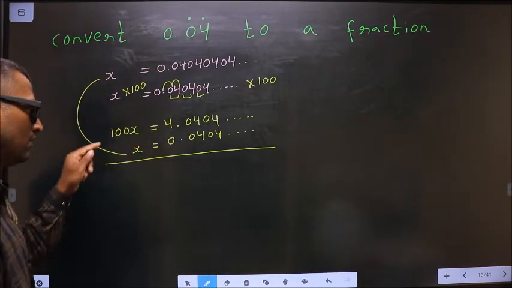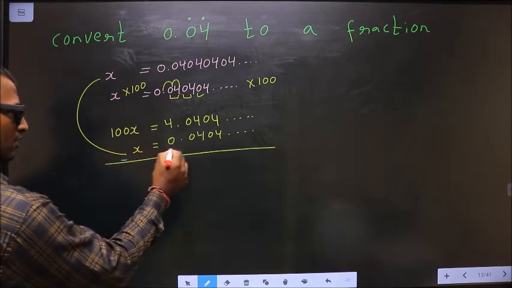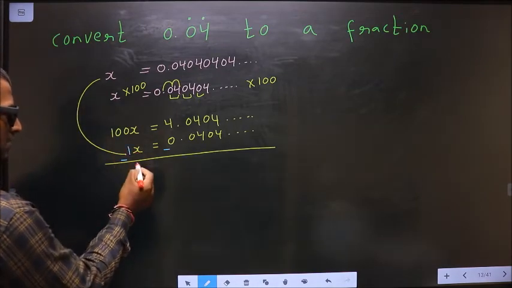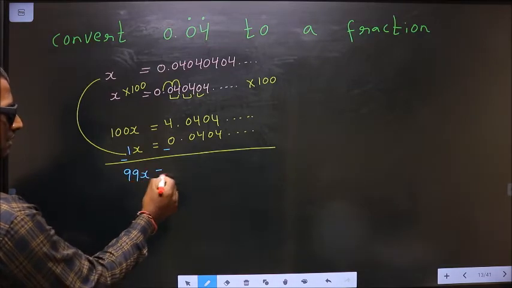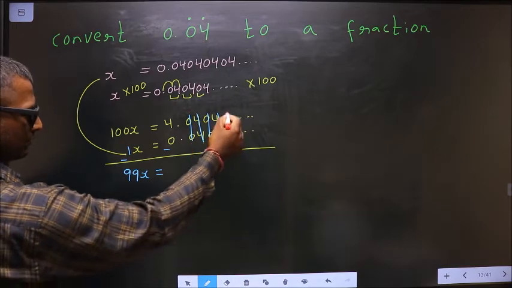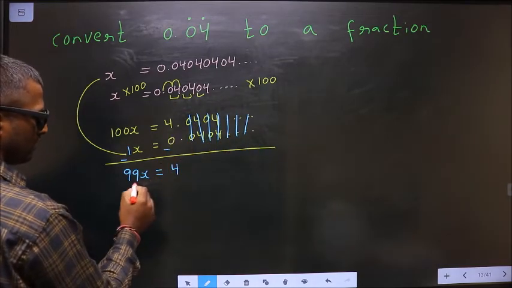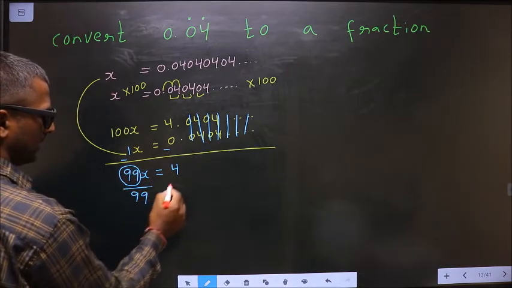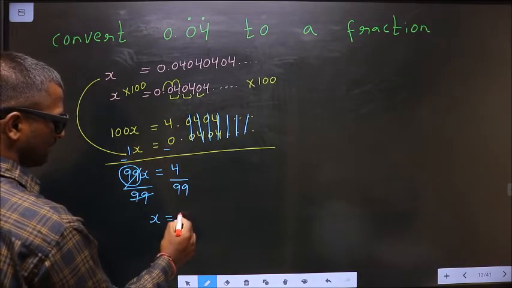Now you should subtract these two. Here, no number means 1. So 100x minus 1x is 99x. And here, all this becomes 0, so you are left with 4 minus 0, which is 4. Now to get x, I should remove this 99. For that, divide by 99 on both sides. So this cancels out, and I get x equal to 4 by 99.